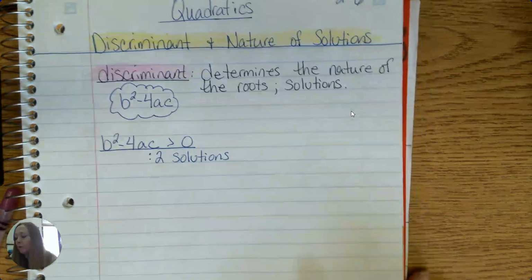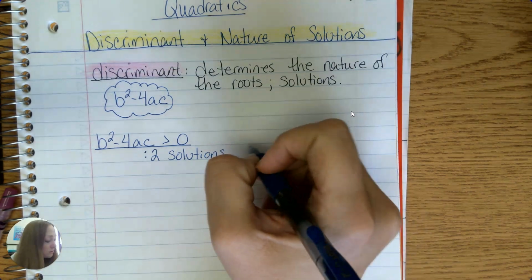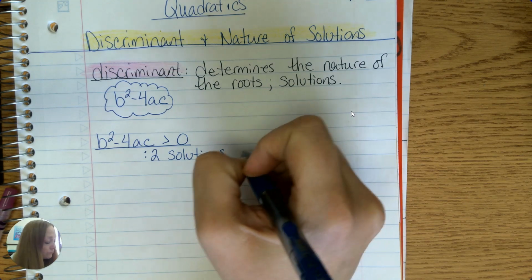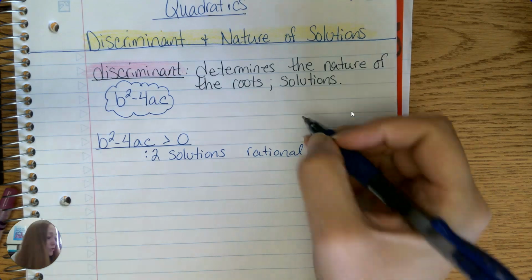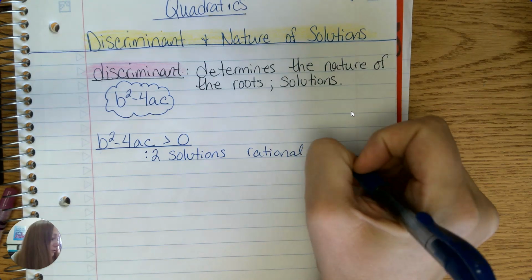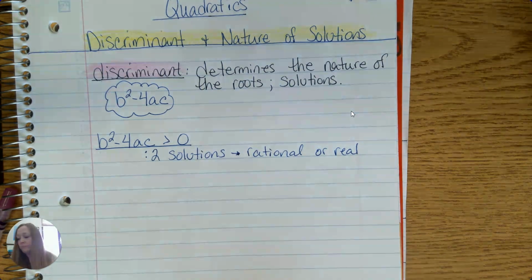If it's a perfect square, right, versus a non-perfect square. So we'll have two rational solutions, or 2 real solutions. Okay. And we'll see some examples of that in just a moment.